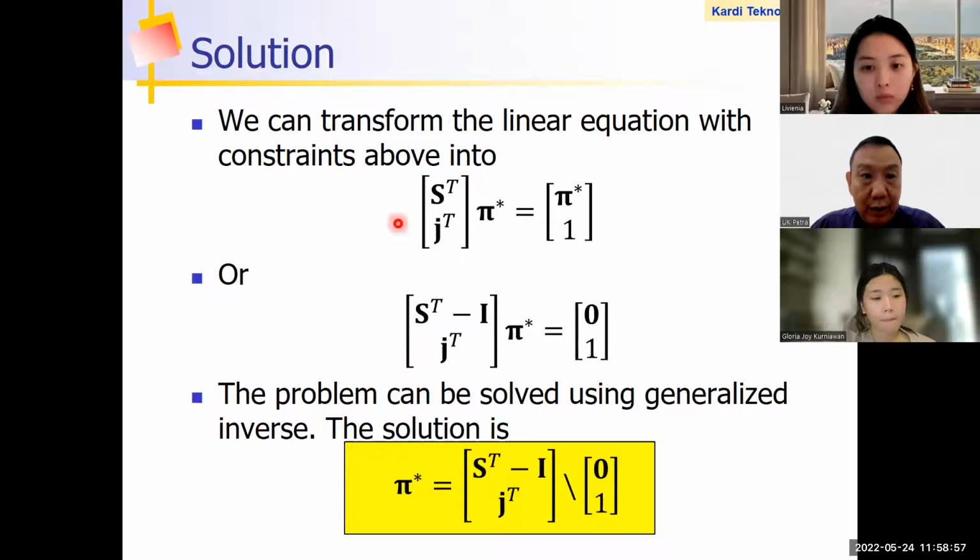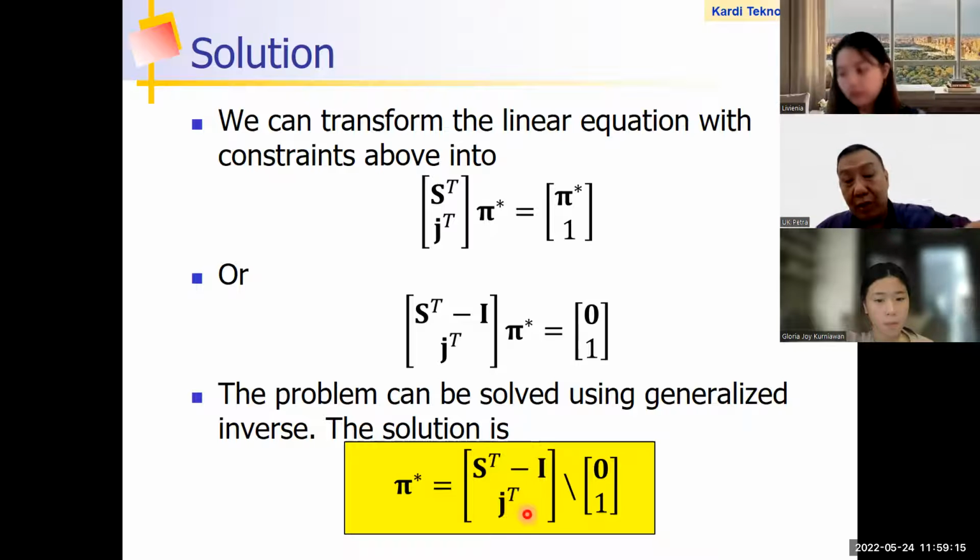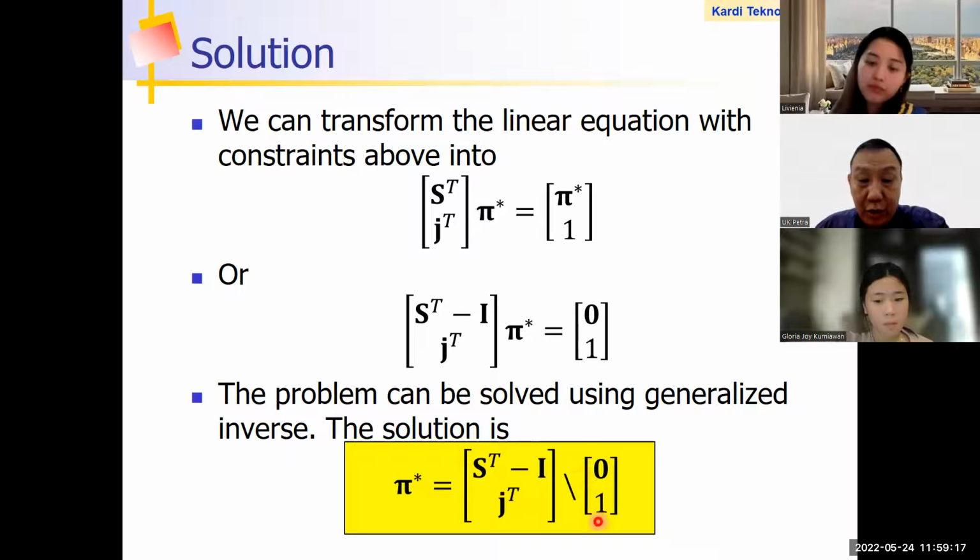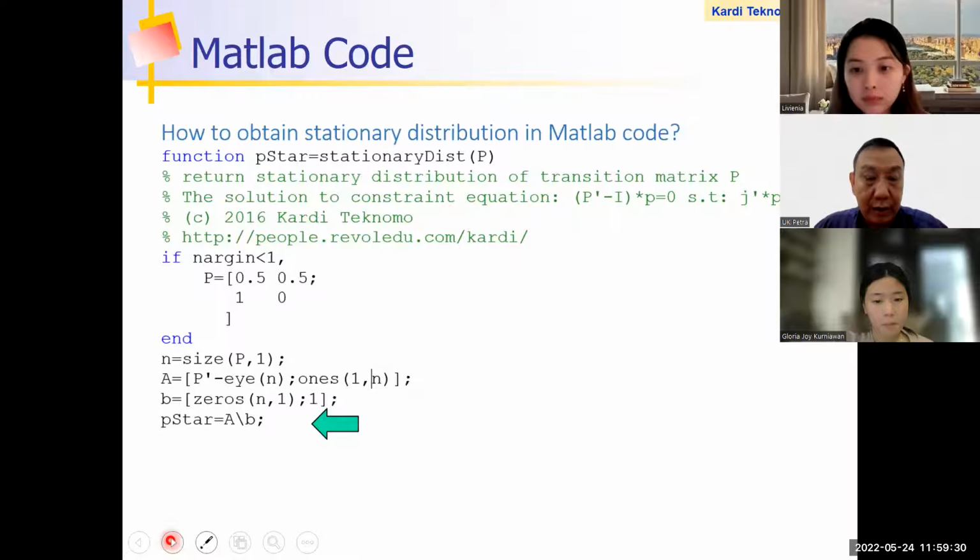So this is how I derive the formula to compute it. You take the S minus the I, where I is the identity matrix, and then you put 1, 1, 1, 1 at the bottom, and then you use the left generalized inverse with this 0 and 1, or 0 with kappa. With that, you can calculate the stationary distribution.